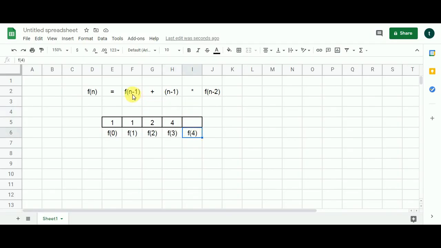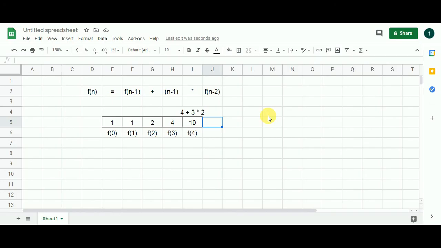So it is going to be Fn minus 1, which is F3. So 4 plus n minus 1, so it's going to be 3 multiplied by Fn minus 2, which is 2. So the result of this arithmetic operation is going to give me 10. And 10 is our answer. So 10 is the total number of ways in which 4 friends, n equals 4, can be paired up or stay single. This is our answer.